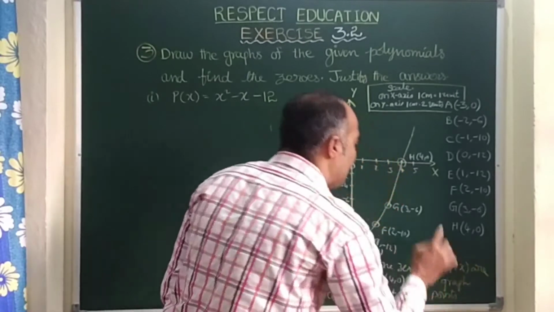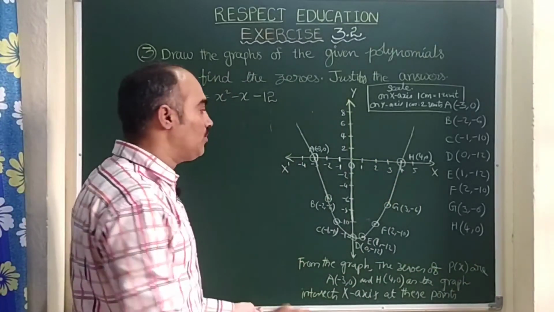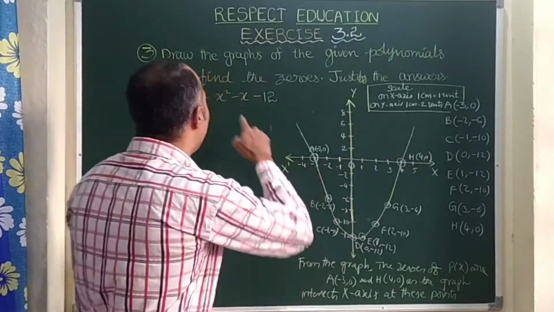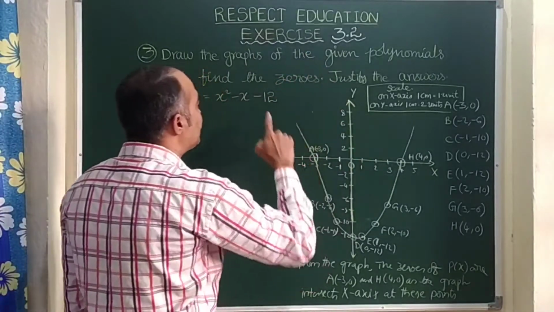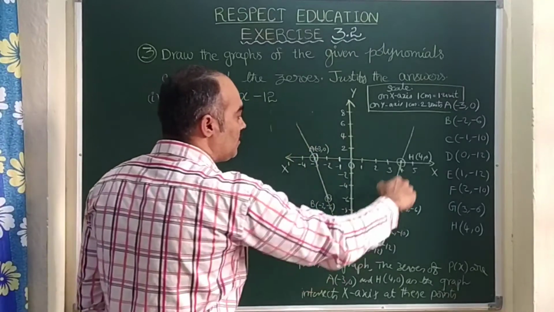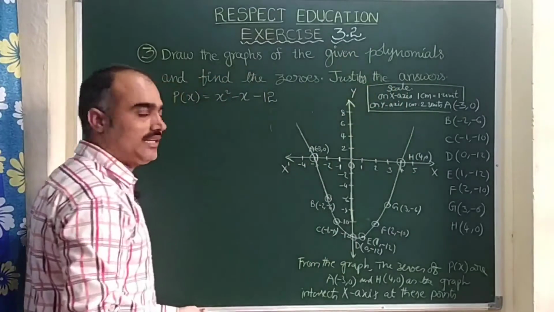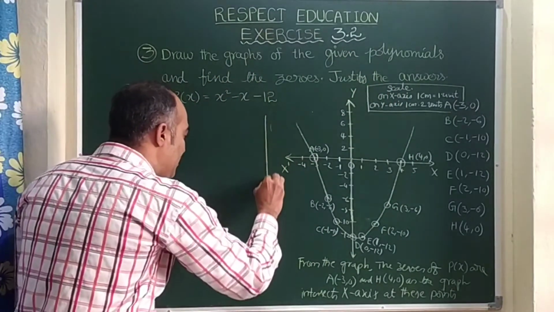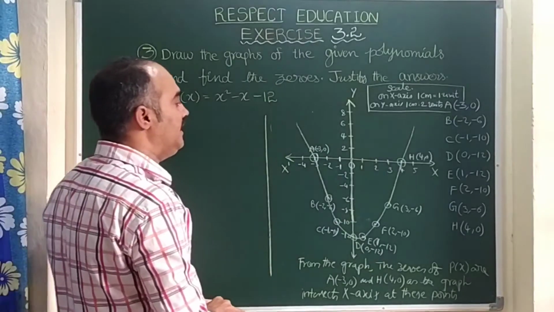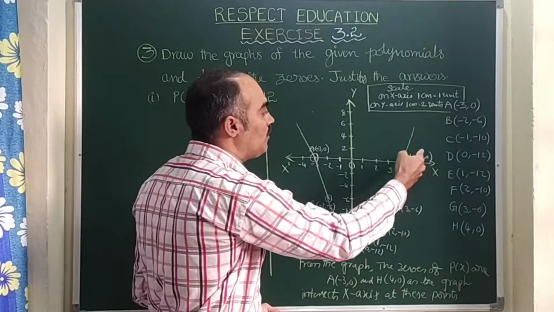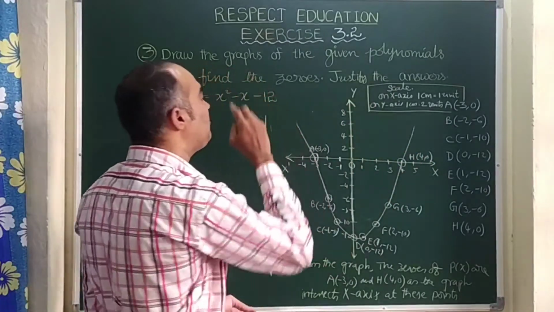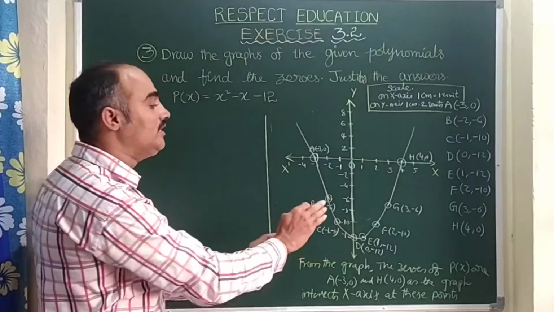So finally from the graph we came to know that these are the zeros. Our second work is also over. First work is drawing the graph, second work is finding the zeros. Now we need to do justification. Here we need to check whether these points, minus 3 comma 0 and 4 comma 0, satisfy the given polynomial or not, are they zeros or not.